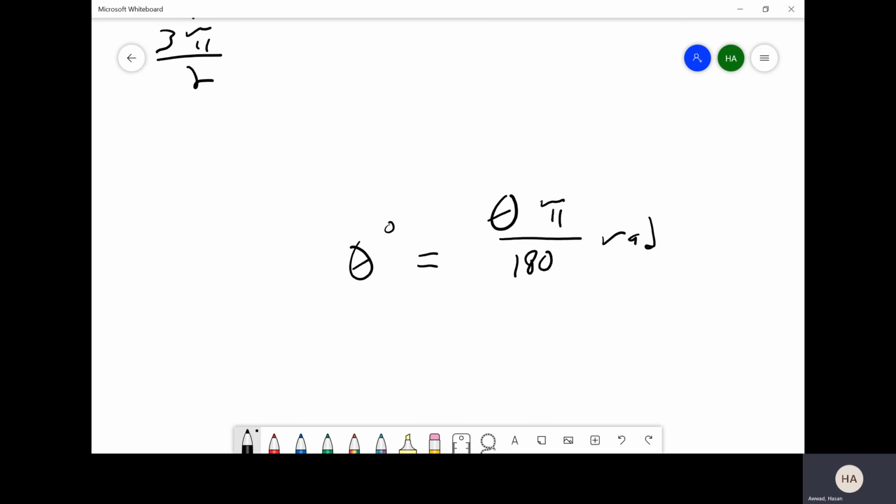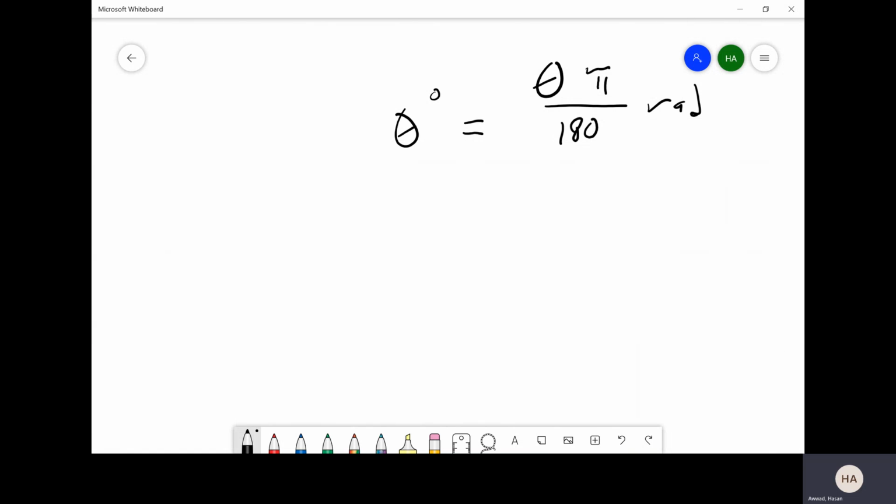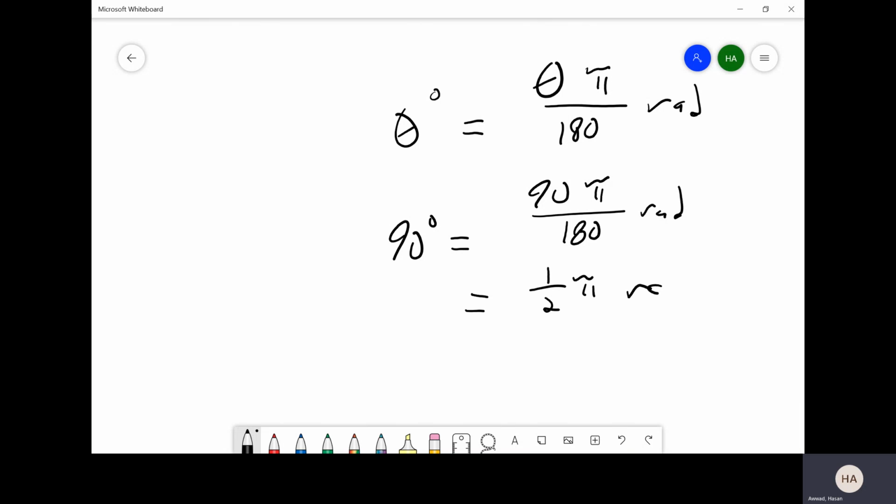Okay, so let's do a couple quick examples. Let's try doing 90 degrees. Again, we plug in 90 for our angle and multiply it by pi over 180. And how does it simplify? Well, 90 over 180 should just be a half, right? 90 divided by 180 is a half. The same, 9 over 18 is a half, right? So we get 1/2 pi radians.